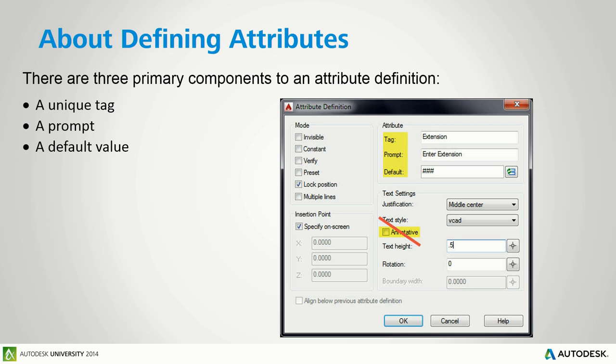Lock position, that is to keep the attribute from accidentally being moved when you move a block using grips. Okay, so you may grab the grip of an attribute and move it outside of the block by accident. And it's your choice how you work with your blocks, if you want to use that or not.